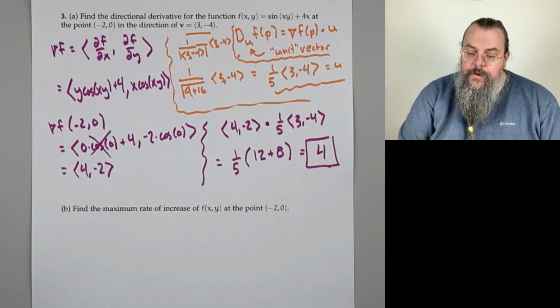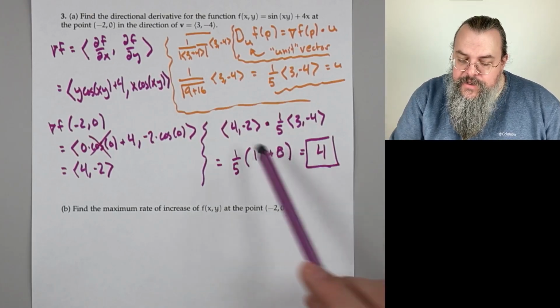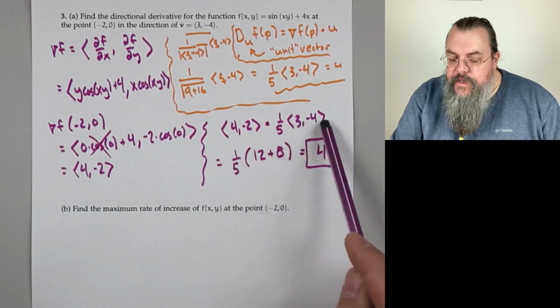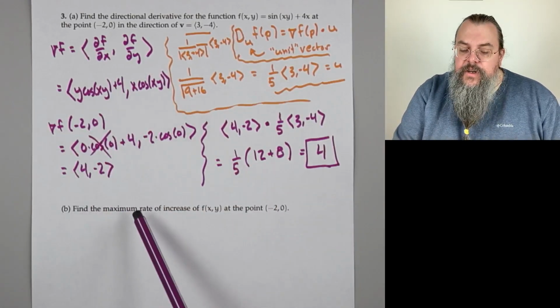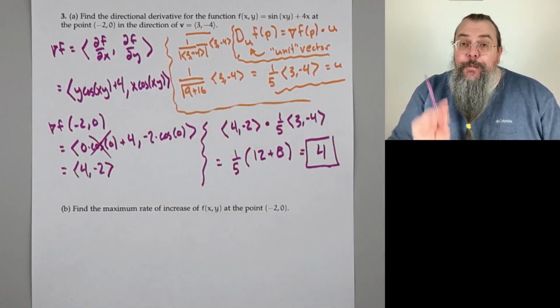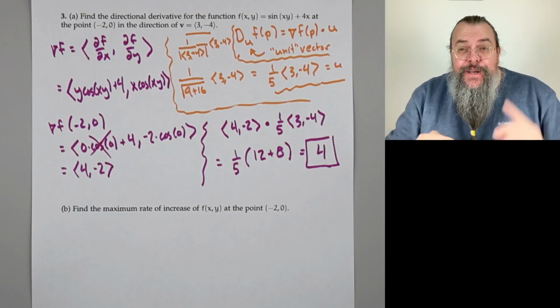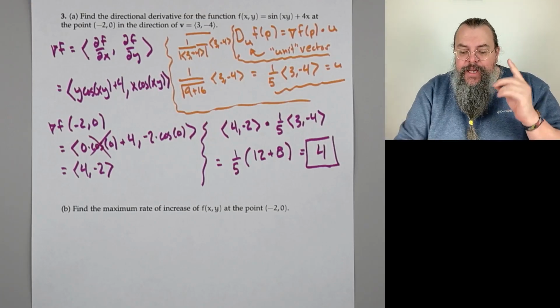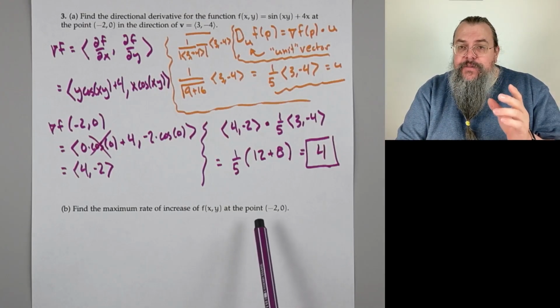Okay, wonderful. All right, now there's a couple things to check. Check your dot product. 12 and 8 makes 20. 20 divided by 5 is 4. Check your gradient. All right, good. Now, part B. So part A was just direct application. Part B says: find the maximum rate of increase of the function at the point negative 2, 0.